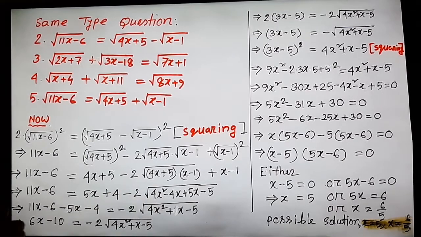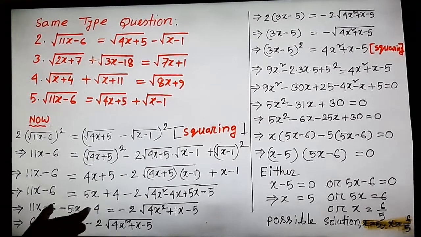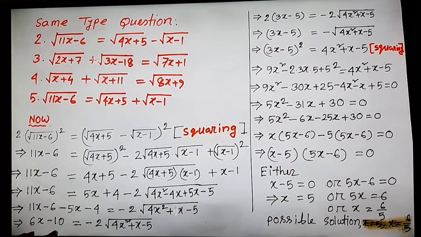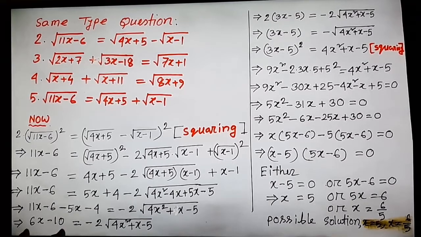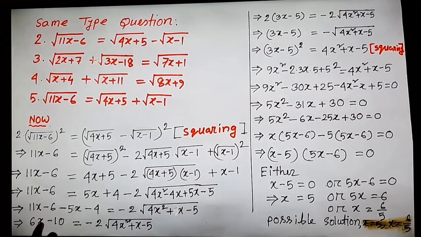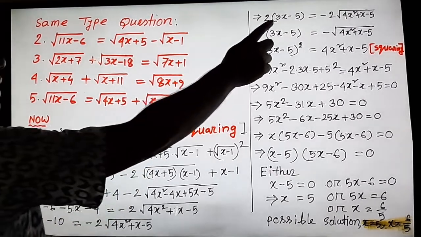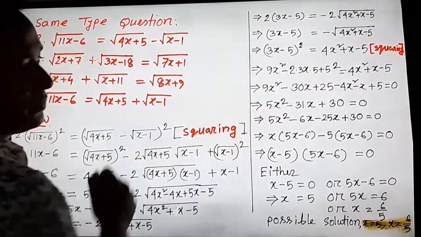Right hand side to left hand side. So plus 5x minus 5x plus 4 minus 4. Then after calculation, we have got 6x minus 10. So on the right hand side, minus 2 of this. So we need to square again on both sides. And before that, we can divide both sides by 2. On this side, we can take the common 2, 3x minus 5 and minus 2 this. And dividing both sides by 2.